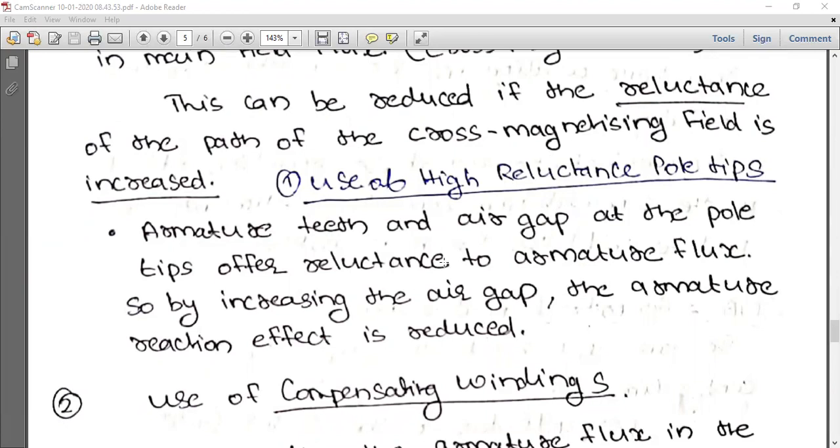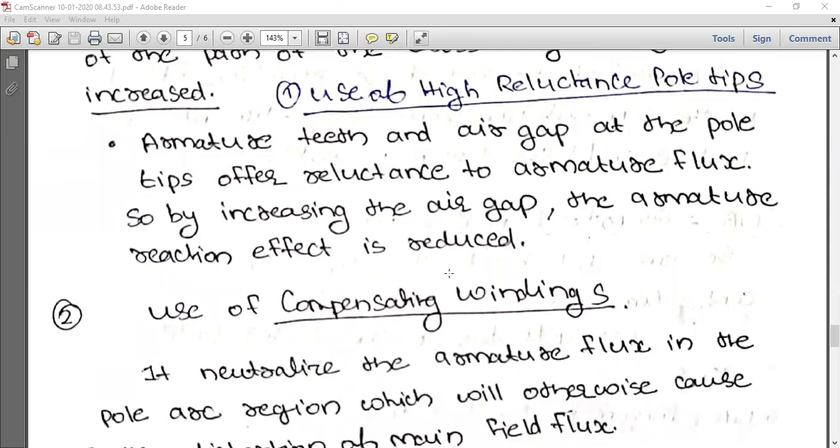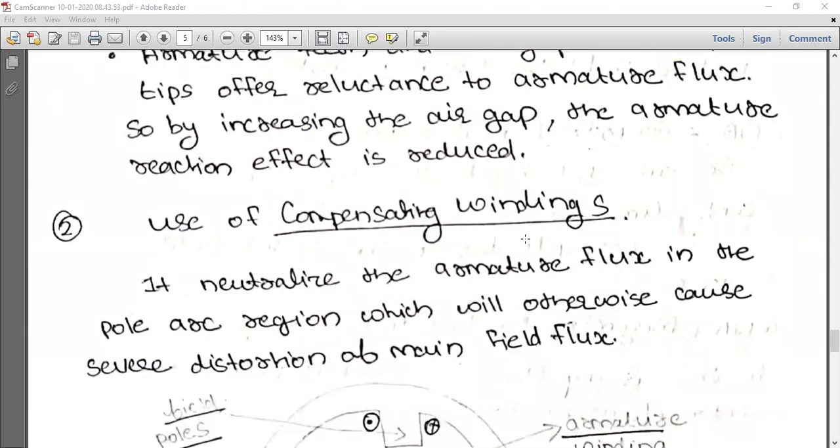Armature teeth and the air gap at the pole tips offer reluctance to the armature flux. Understood? The armature will be there, there is some gap, and that produces some reluctance. Reluctance is just like a resistance to the flux. So by increasing the air gap, the armature reaction effect is reduced. That is one point. Then another method is the use of compensating windings.